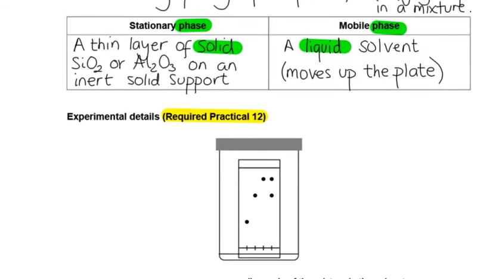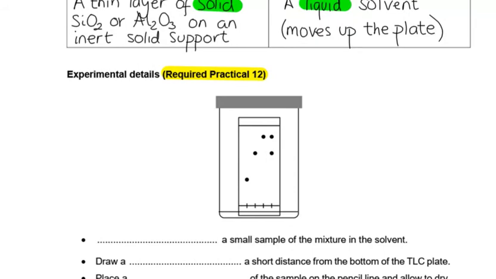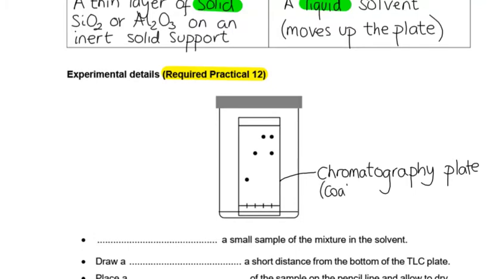So how do we do it then? So here's a picture of the experiment. So let's just have a look at the things we've got. So this is our chromatography plate. This is our piece of glass or plastic coated in the solid. So that's coated in our solid stationary phase, so our SiO2 maybe, it's the normal one. And SiO2 is very polar, so things that are polar may well stick better to it.